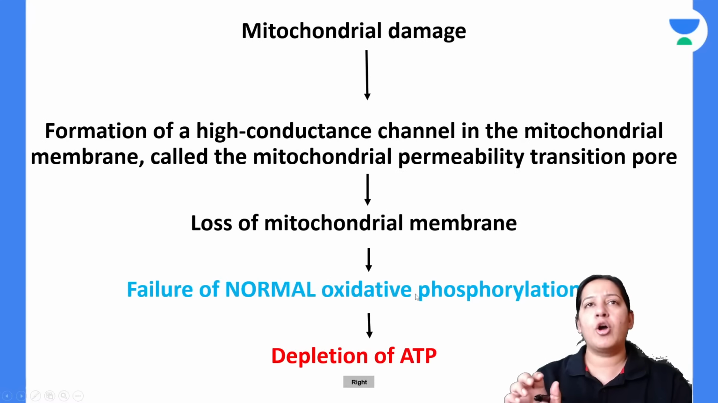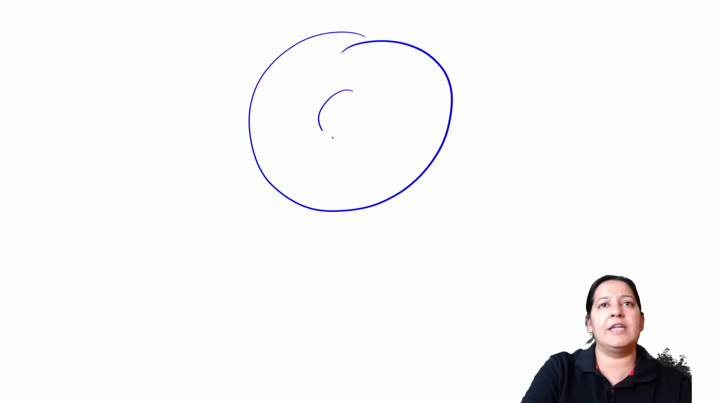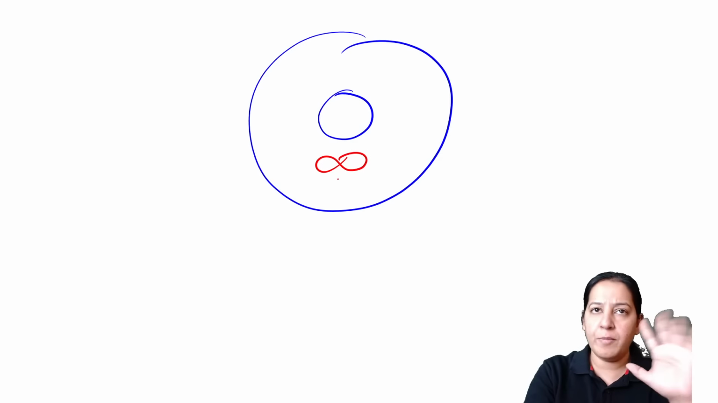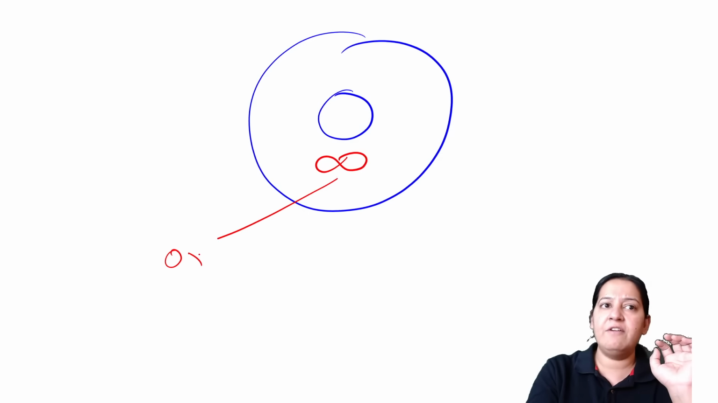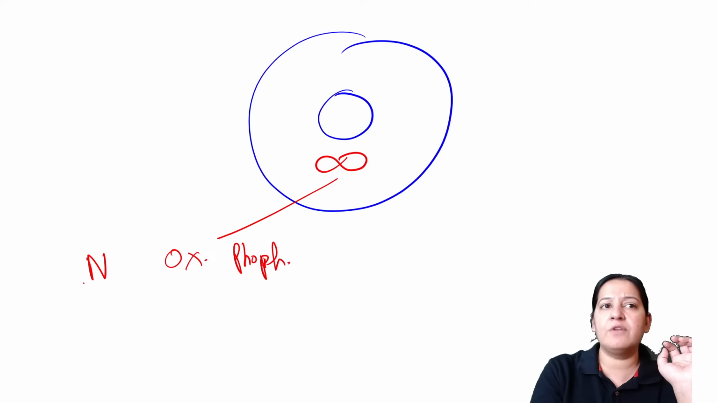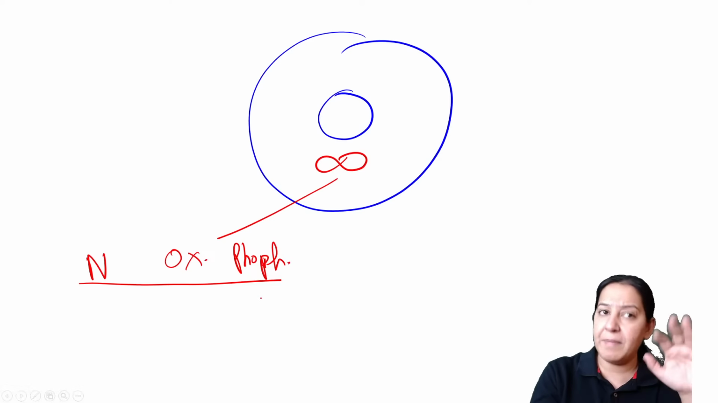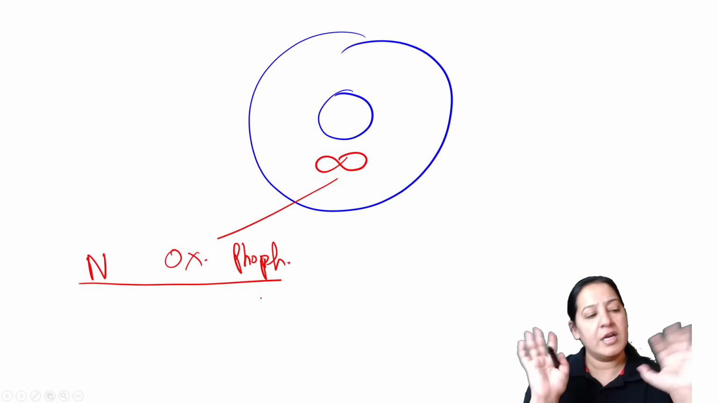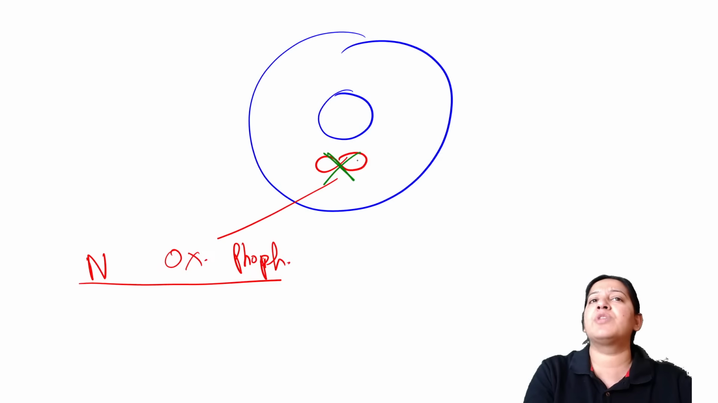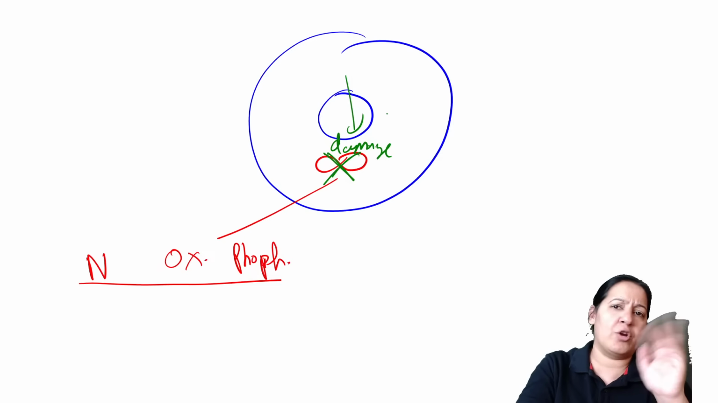So listen, this is a cell. Inside the cell, this is the nucleus. I'm interested in mitochondria. Let me draw mitochondria here. Normally, oxidative phosphorylation takes place inside the mitochondria, because of which ATP is formed. Now this mitochondria is damaged. Imagine a situation in which there is damage to the mitochondria. Who is causing the damage? Anything can cause the damage.